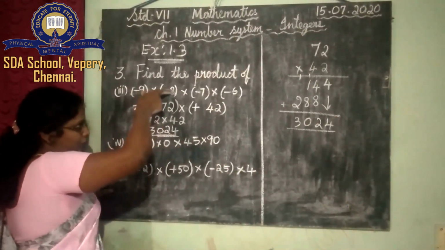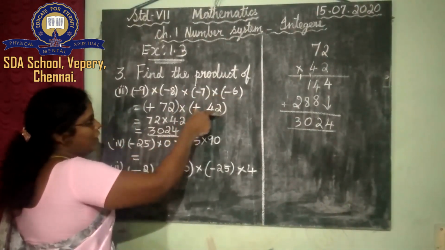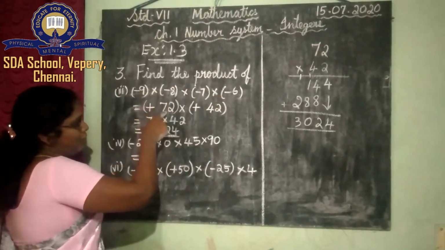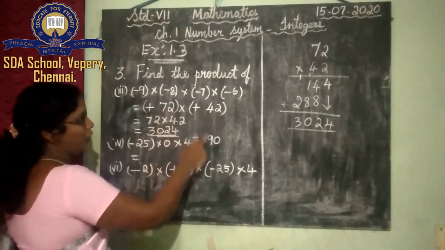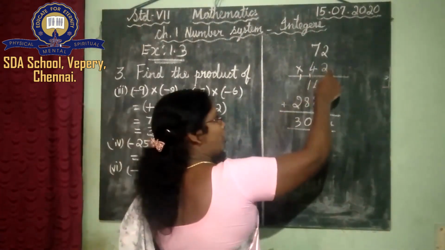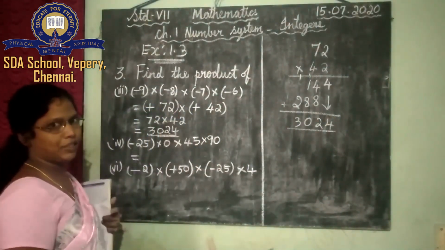Understood, children? I am multiplying 2 by 2. First 2 integers I am taking multiplying here. Again the next 2 integers I am taking multiplying here. When I multiply here I am getting 72, here 42. Now I am multiplying 72 and 42. When I multiply 72 and 42, I am getting 3024 as answer.